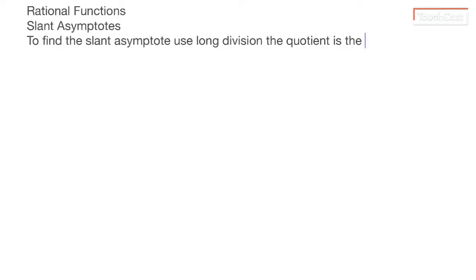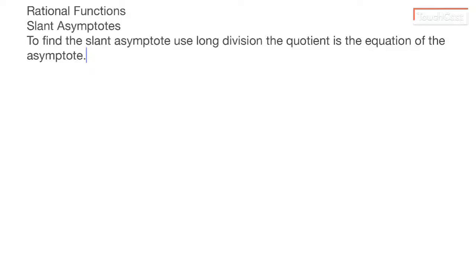So to find the slant asymptote, we're going to use long division, and the quotient is the equation of the asymptote. If through this process of long division we have a remainder, we're going to ignore that when we're finding our slant asymptote.